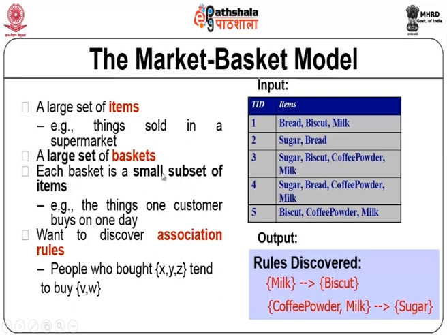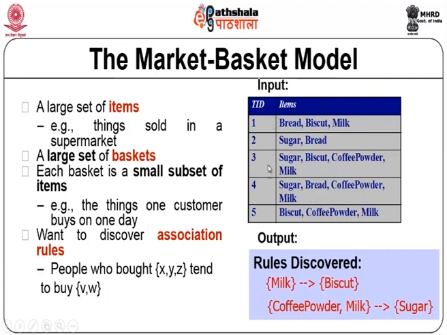Now, what you are going to do is analyze these baskets and understand which items are purchased together. The items that are purchased together are indicated by means of association rules. For example, people who bought X, Y and Z items together may also purchase items V and W together. Let us take this transactional example.